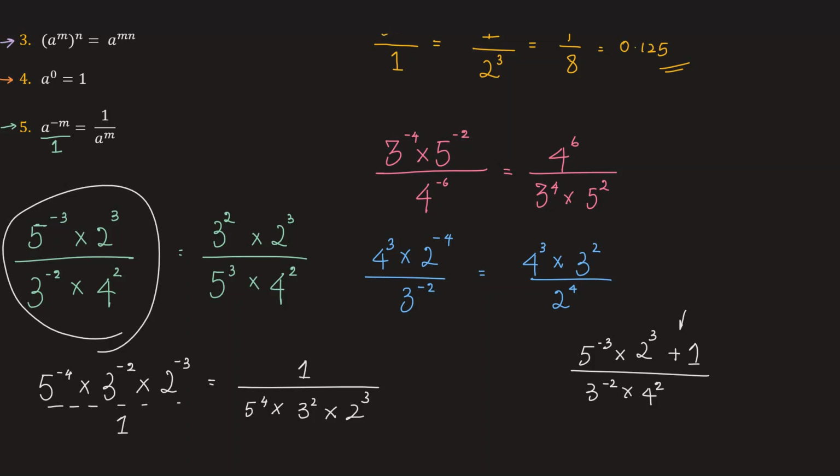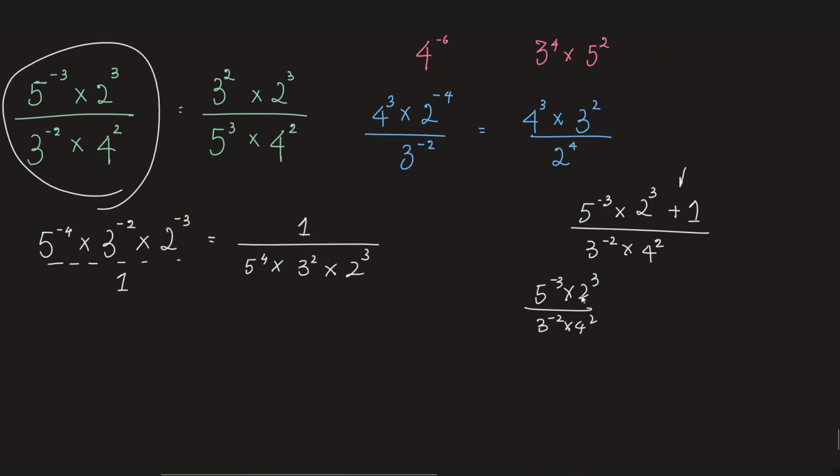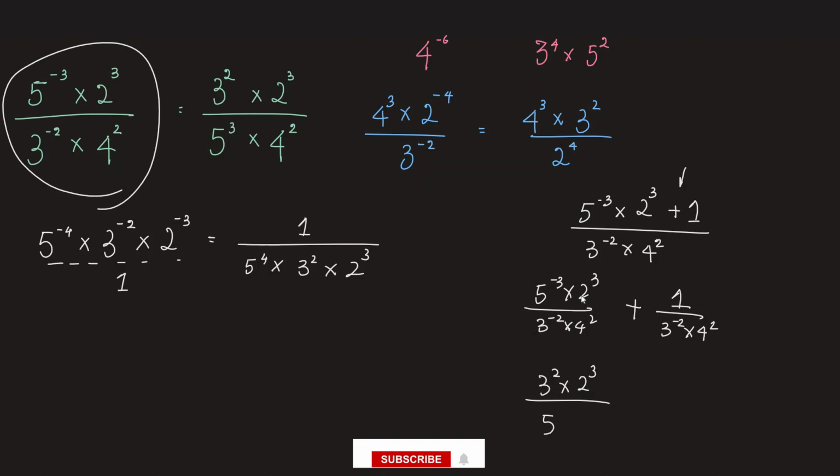In this case, what you would generally do is split the common denominators as 5 to the power negative 3 times 2 to the power 3 over 3 to the power negative 2 times 4 to the power 2, plus 1 over 3 to the power negative 2 times 4 to the power 2. Now you can swap it around, so you can say 3 to the power 2 times 2 to the power 3 here. You take the 3 to the power minus 2 on top, and you put the 5 to the power negative 3 at the bottom, times 4 to the power 2, plus here you can just move this 3 to the power negative 2 to the top. That makes it 3 to the power 2 over 4 to the power 2.